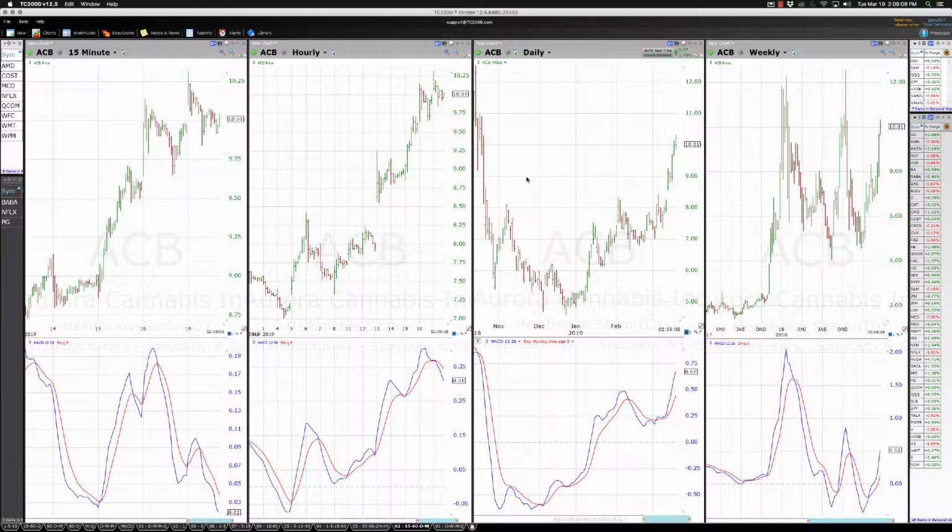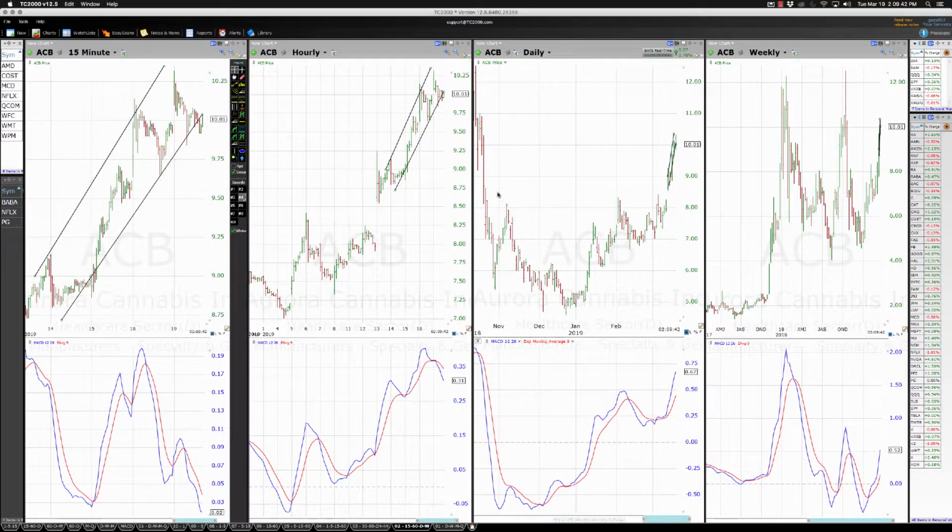With that said, we have here a 15-minute chart, an hourly chart, a daily chart, and a weekly chart, respectively. Take a look at the 15-minute chart. Let's draw trend lines. Interesting to see how we visited the top of the channel in here.